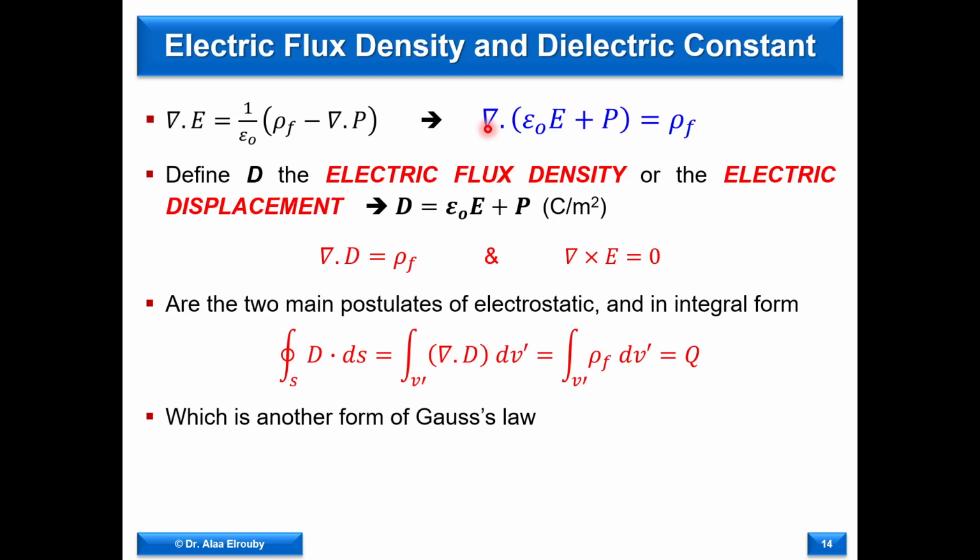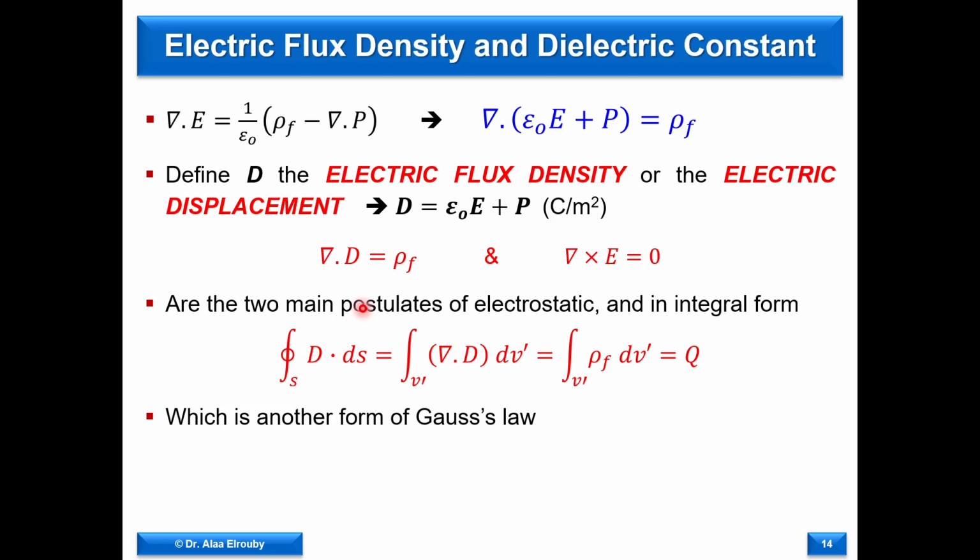So the divergence of the electric flux density, also called the electric displacement vector, equals the volumetric free charge density. And this is a second form of Gauss's law. So we can rewrite Gauss's law in general, in free space, in conductor, in dielectric, in any material as such.